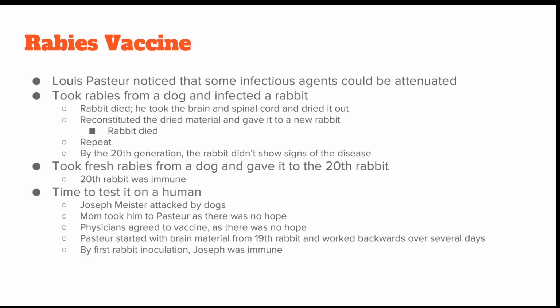So he took the fresh rabies from a dog and gave it to the 20th rabbit, and the 20th rabbit was immune. And this was the eureka moment. He had figured out how to attenuate the virus. The 20th rabbit still had some signs of the infection from when he conducted the necropsy.